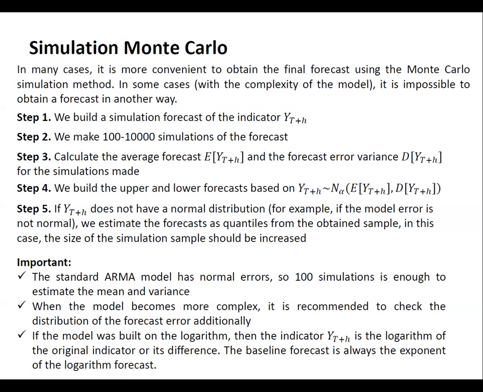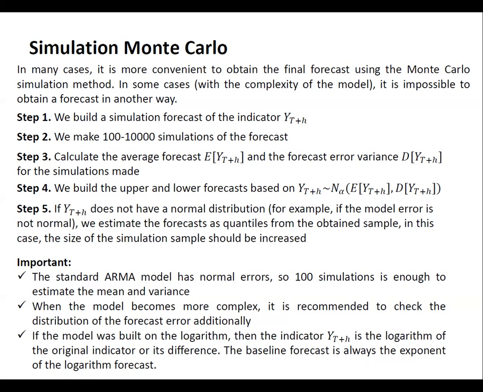If our indicator y does not have a normal distribution, either the model error is not normal or there is some kind of complex system due to which some effects arise, then we evaluate these interval forecasts as distribution quantiles for the resulting sample. As I said, in this case, it is better to increase the number of simulations to 10,000.